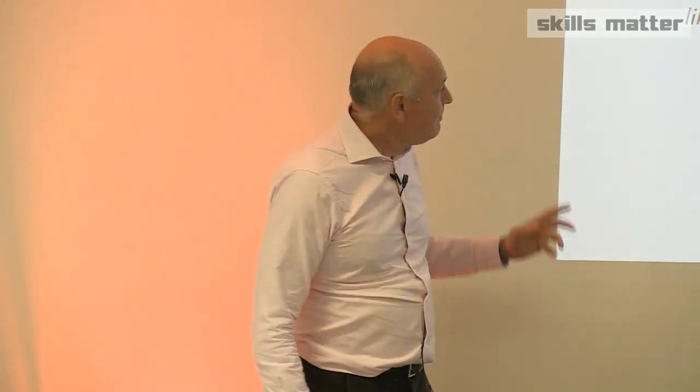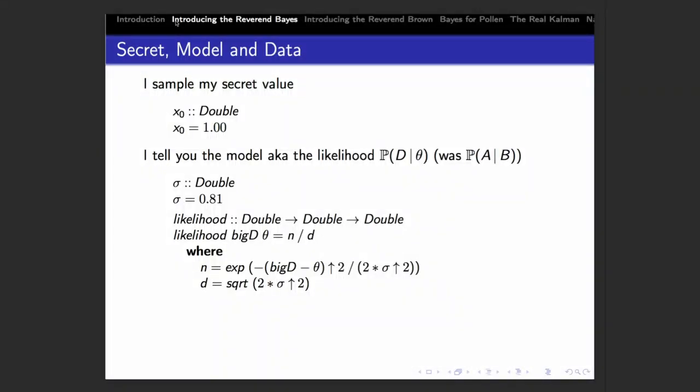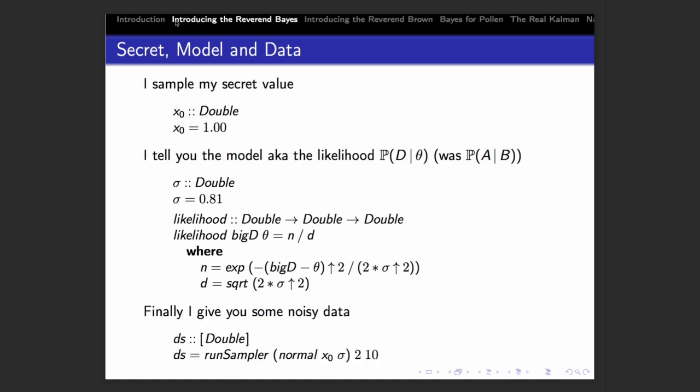Now I'm going to tell you the model. So this is where I say I'm giving you noisy versions of my number, right? So my number is theta, and I give you a bit of data, and I tell you how close the data is to the value I selected. And it happens to be the probability density function for the normal distribution, but it could be anything, but we want it to be that, because that's what the Kalman filter uses. And finally, I take my secret value and a dispersion, and I run my sampler. I'm taking 10 values with a seed of 2.